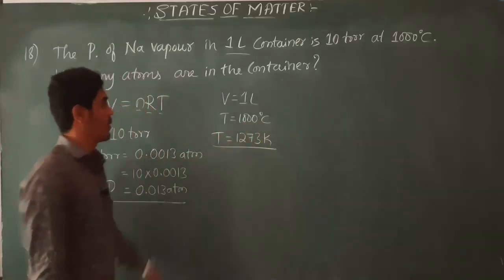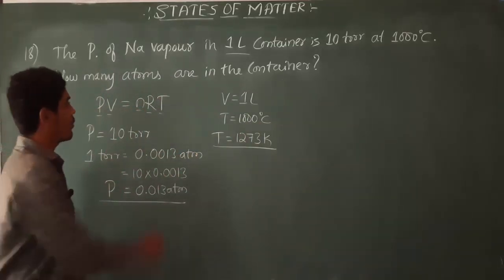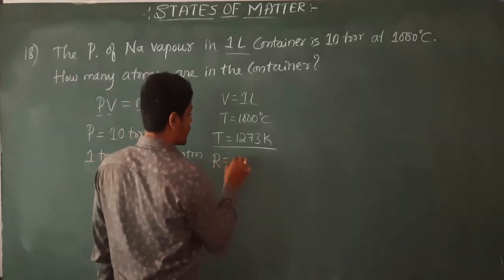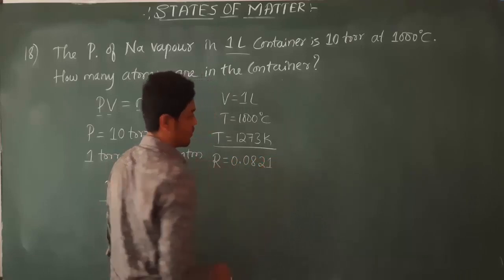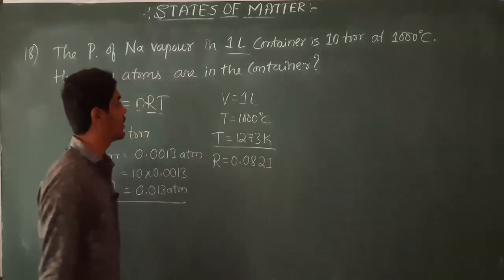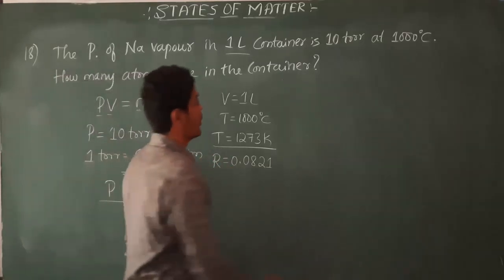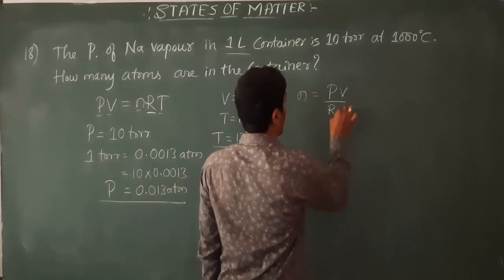Now substitute the values in this equation in order to find the n. Along with this, you should know the value of R. R value is 0.0821 liter atm per Kelvin. Okay, so substitute the values in this equation. n is equal to PV divided by RT.